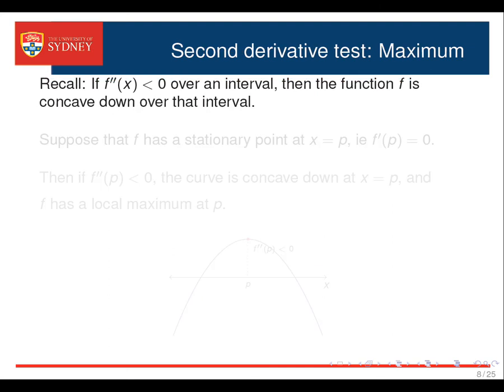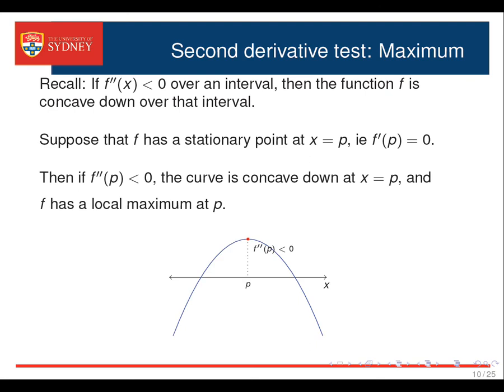Similarly, if the second derivative is negative on an interval, then the function is concave down over that interval. Let's again say that there is a stationary point at P. Then, if the second derivative at P is negative, then the function has a local maximum at P.